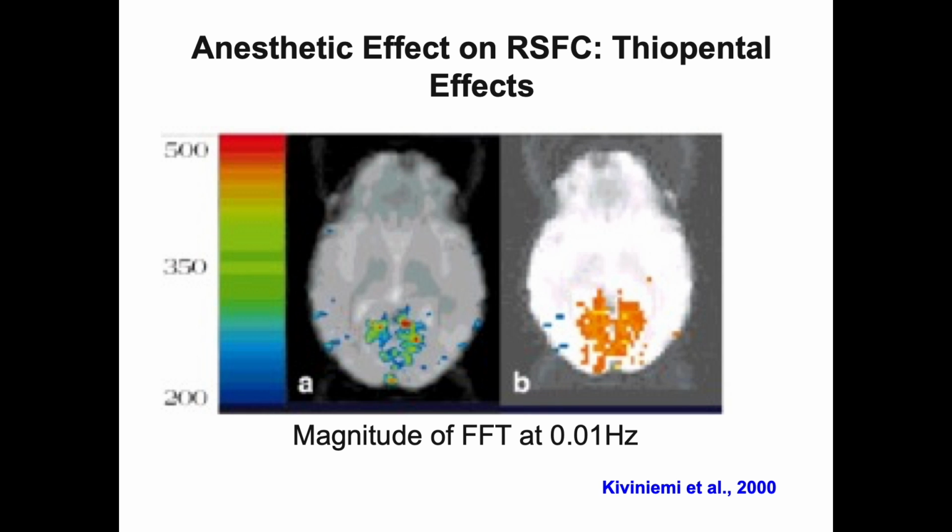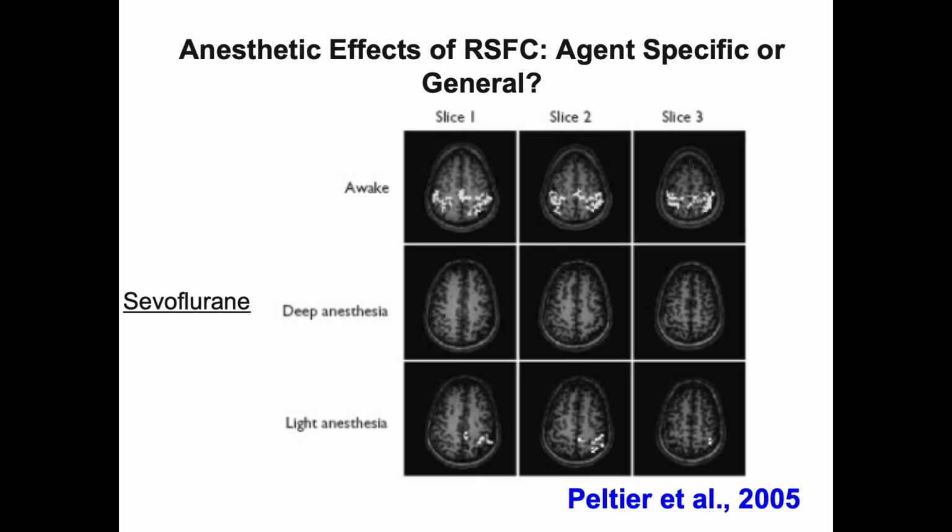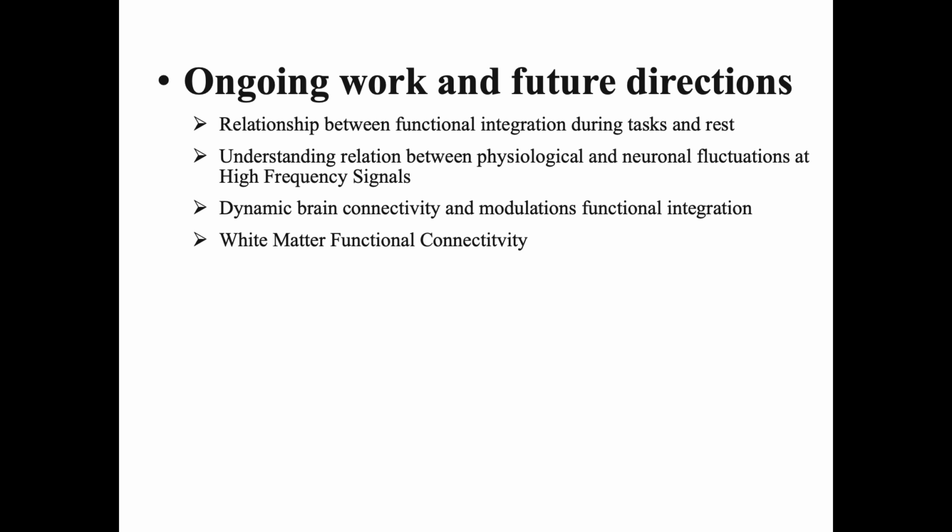In this study, Vesak-Evanimi used thiopental to show that there was a significant increase in functional connectivity in the visual cortex. In another important study, Scott Peltier demonstrated that the functional connectivity was modulated and decreased as the depth of anesthesia increased. Again, the point is that with different anesthesia, there is a change in connectivity.